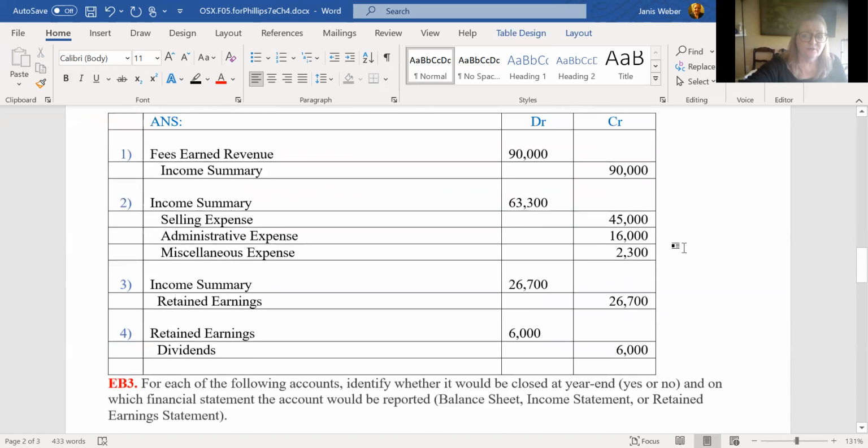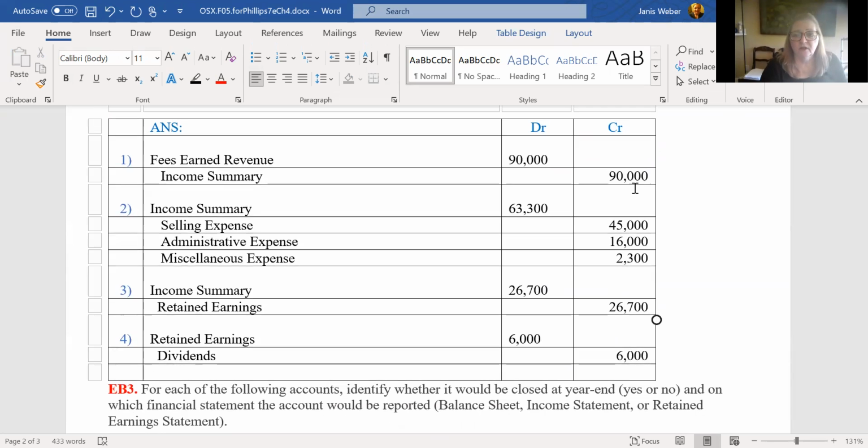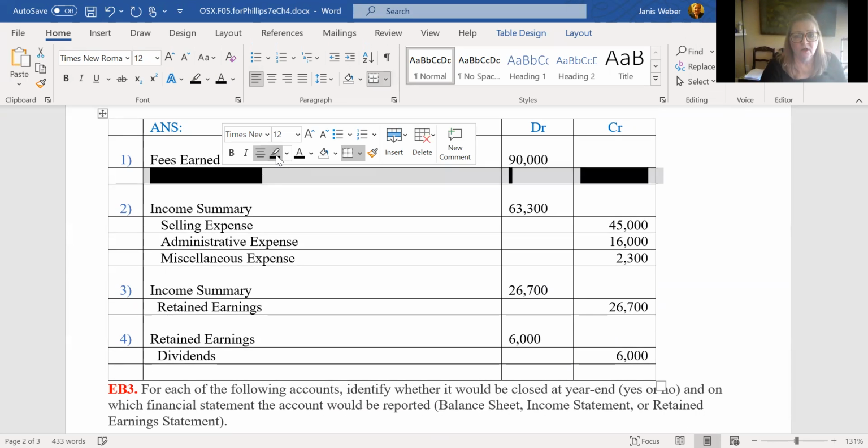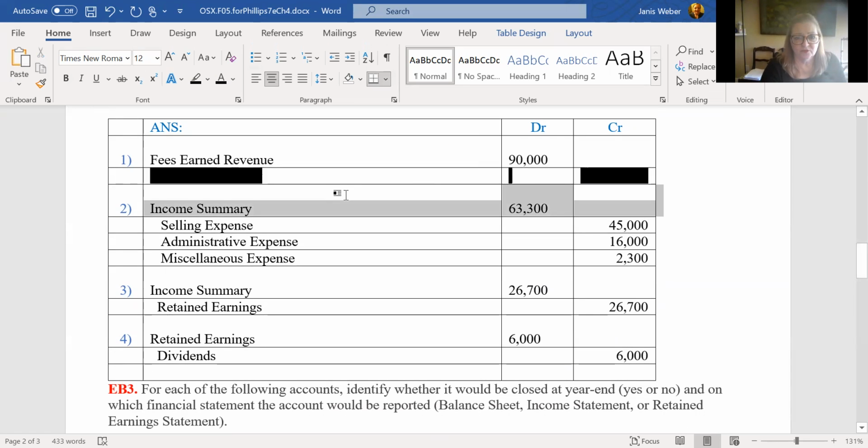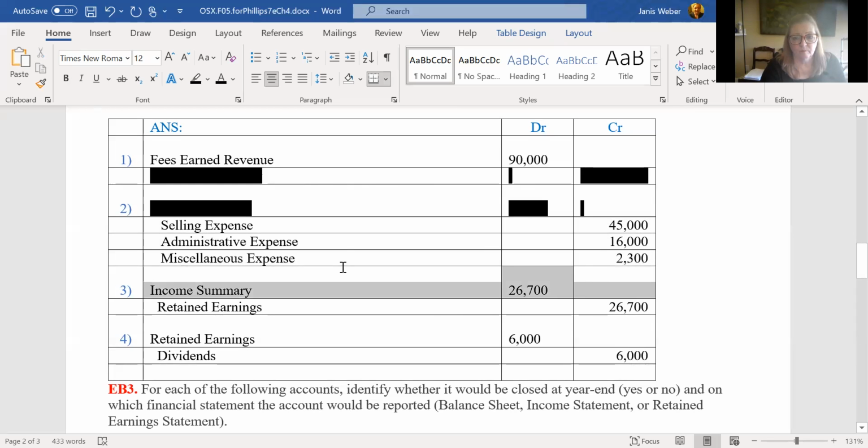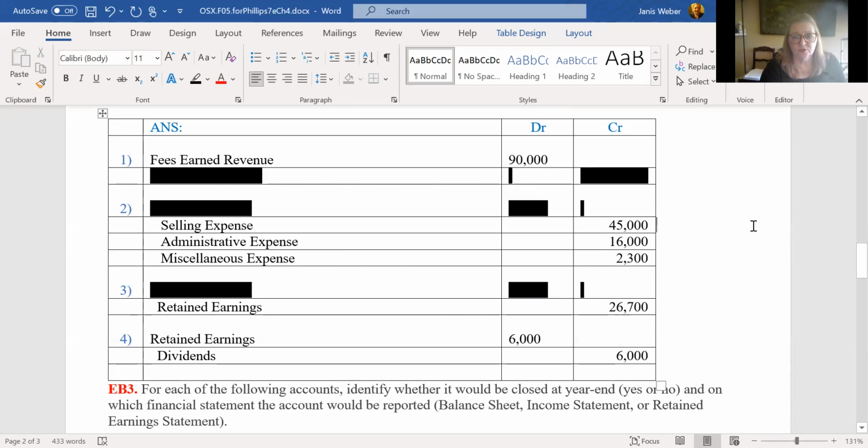Now, if I wanted to do 2-step instead of 4-step here, it would be the same exact entry, except there would be no entries for income summary. So it would be this entry. It would be a debit to fees earned and 3 credits to the expense accounts, and then a credit to retained earnings. That's if we did the 2-step method, which means close all revenue and expense in one entry and then close dividends in the second entry. Okay.